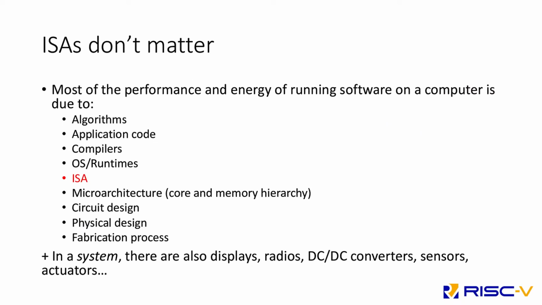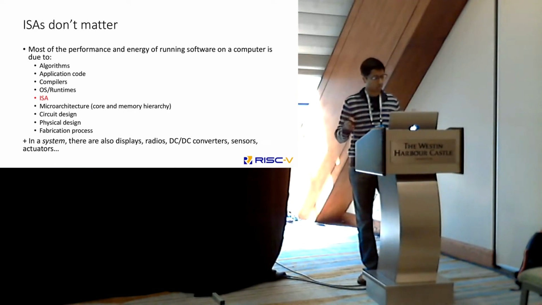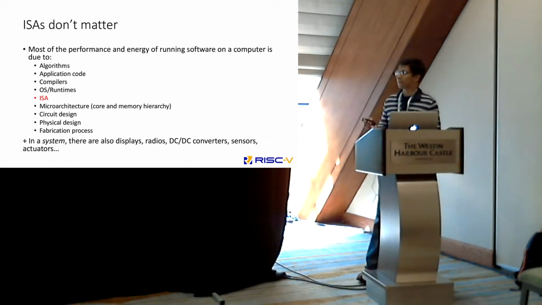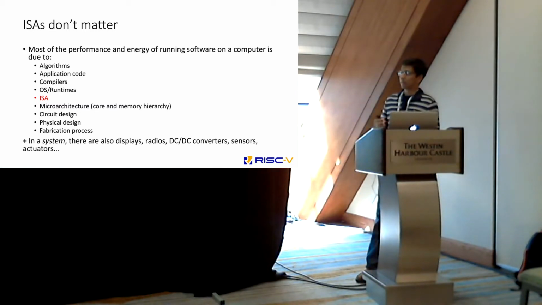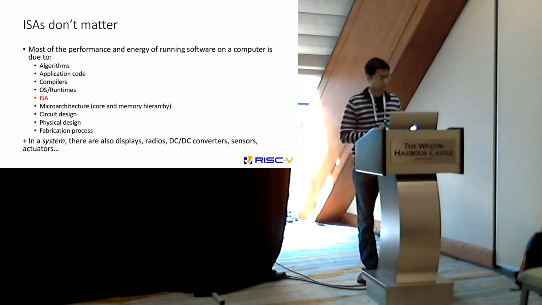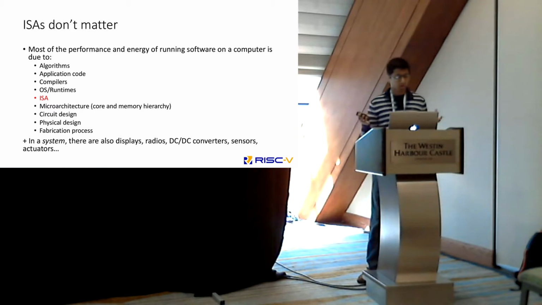OK, so first thing, you could argue that ISAs don't really matter, right? So if you look at a full computer system, there are a lot of different things that contribute to the performance and energy characteristics of some application running on a machine, right? So from the beginning, you design some algorithm, right? It has some runtime complexity that you have to worry about. Then you actually write the code. Your implementation quality matters a lot.